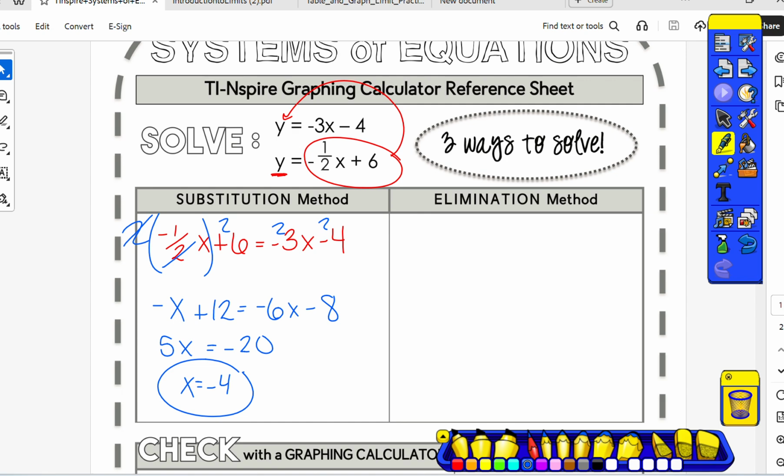Then you would find the y value. To do that, it doesn't matter which one, I'm going to pick one of these. I'm going to use the bottom one because I think the math is about the same. y equals negative 1/2 times negative 4, that's positive 2, plus this, so y is 8.